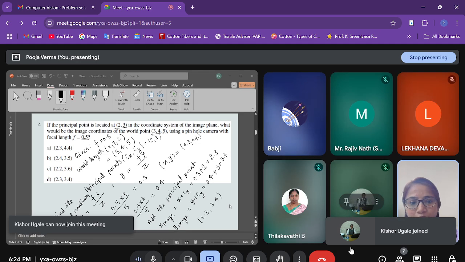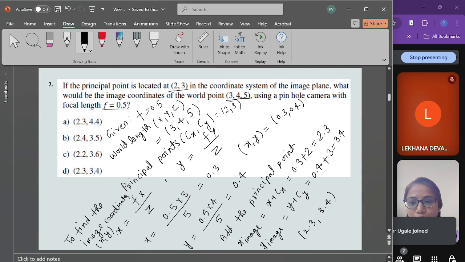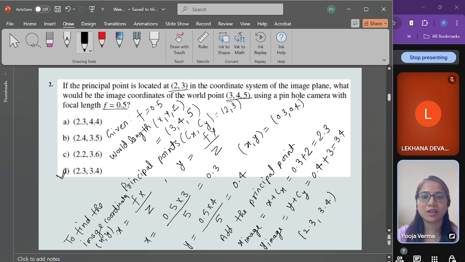So which option is the correct one? Yeah, 2.3 and 3.4. So option D is the correct answer for this question. Okay. So if the principal points are given, that is located in the image coordinates.